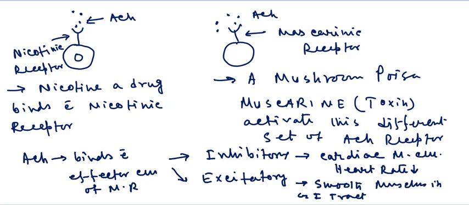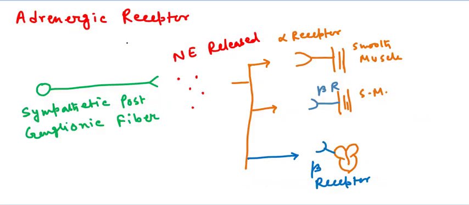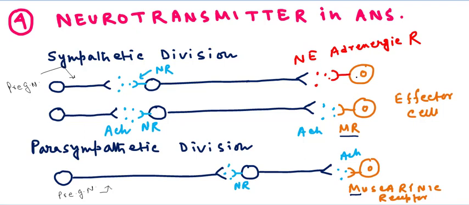Then this is all about our cholinergic receptors. Now, adrenergic receptors. The adrenergic receptors are usually present in most of the effector cells of the sympathetic division. Most of the postganglionic neurons of the sympathetic division release norepinephrine as the neurotransmitter, and this norepinephrine binds with the adrenergic receptors of the effector cells of the sympathetic division.